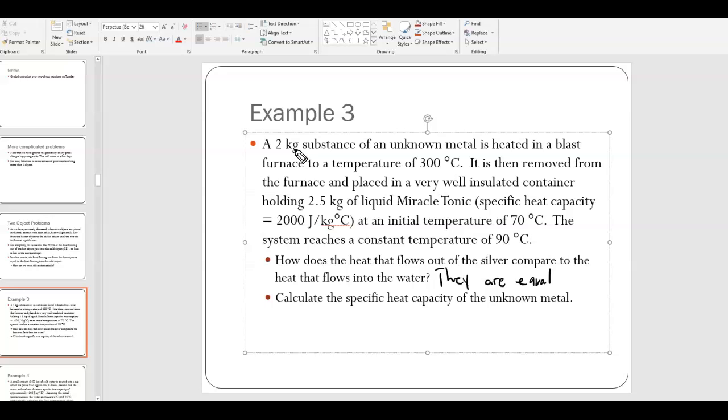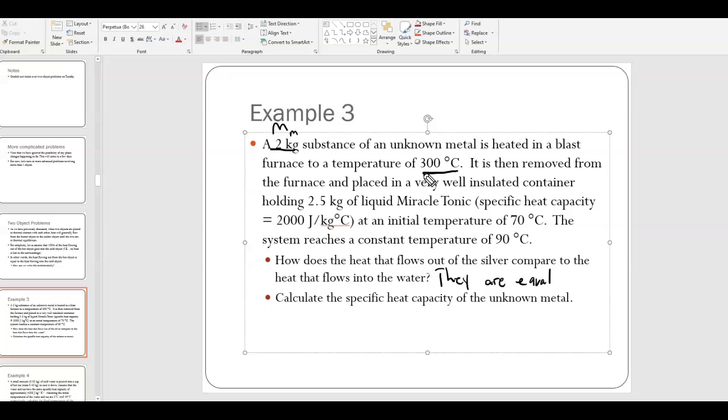So this is the mass of the metal, and I'm going to label that M, for mass metal. Now, if you want to label things M1 and M2, that's fine, except then you have to remember what is object 1 and what is object 2. So I'm going to call that mass metal. I could also call that M1 if I wanted to. So that's the metal that's heated in a blast furnace to a temperature of 300 degrees Celsius.